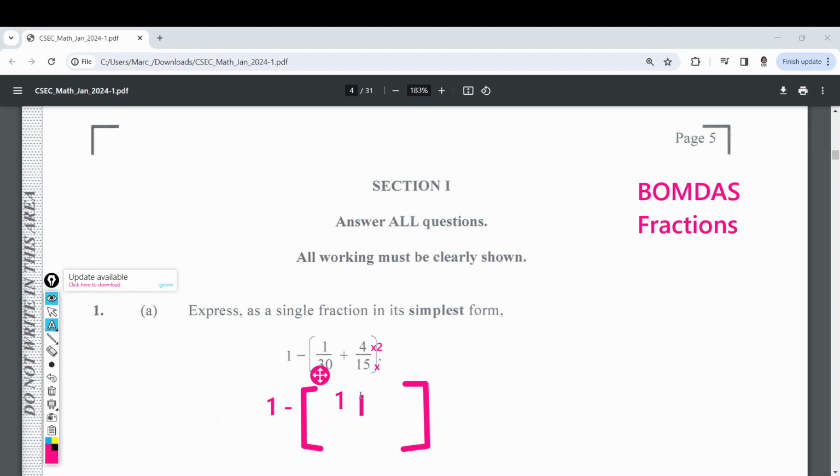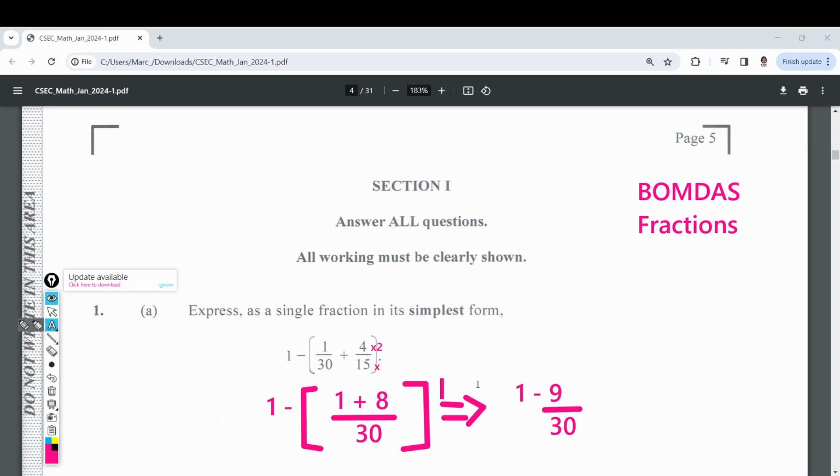1 plus 8 all over 30 as a fraction. Make sense, guys? And that's really simple. So that would actually give us, let's just put an implies here, this would give us 1 minus 9 over 30, right? 1 minus 9 over 30. And awesome. So this will be really simple now.